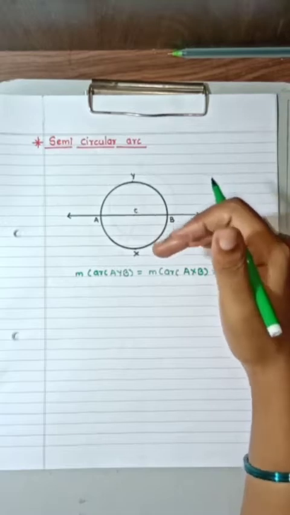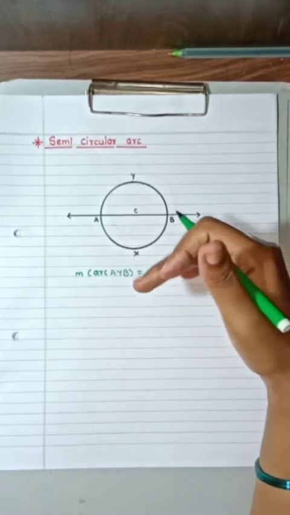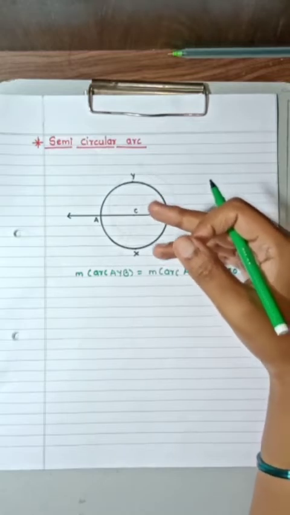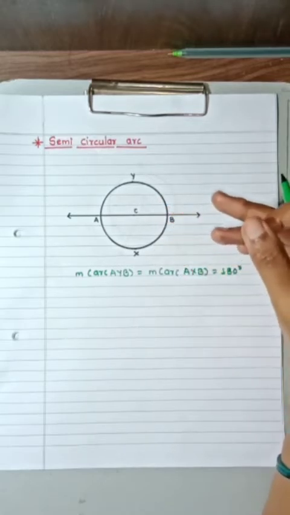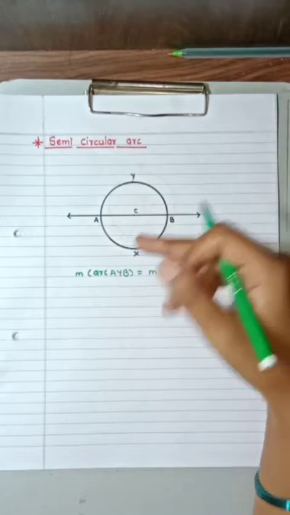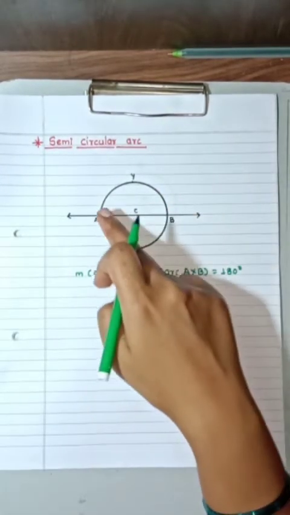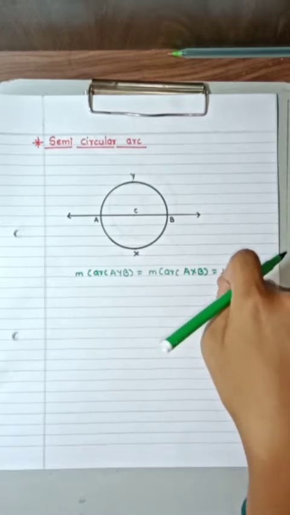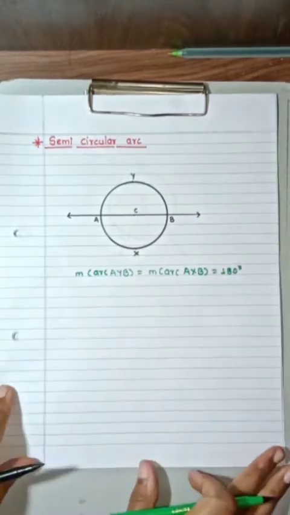It divides the circle into two equal parts. The secant has divided the circle into two equal parts as it is passing through the center. Therefore the measurement of both the arcs is equal to 180 degrees. I hope it is clear to all. Now let us move on towards the central angle.